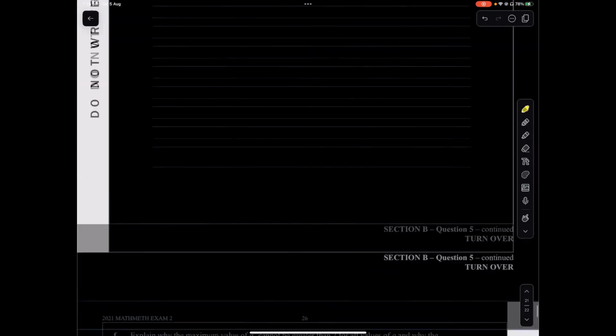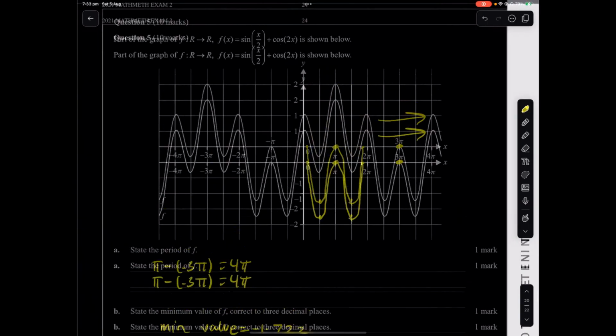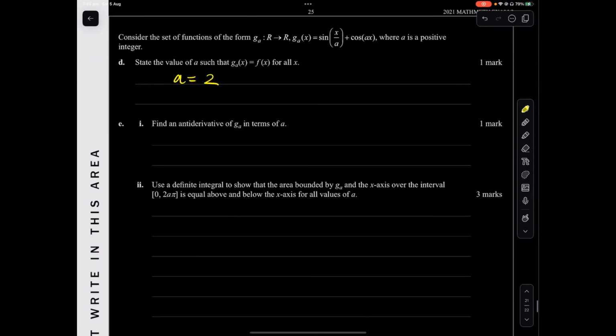Yeah, that's actually not bad, that question. I liked it. All right, consider the set of functions of the form g sub a, where a is a positive integer. State the value of a such that g of a equals f of x. Okay, isn't it the same? Find the antiderivative of this.